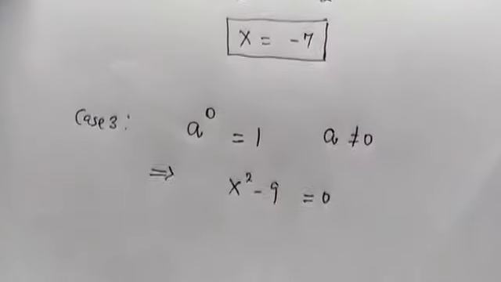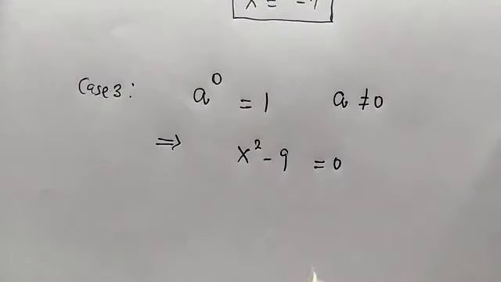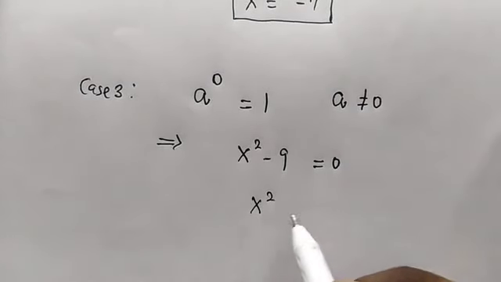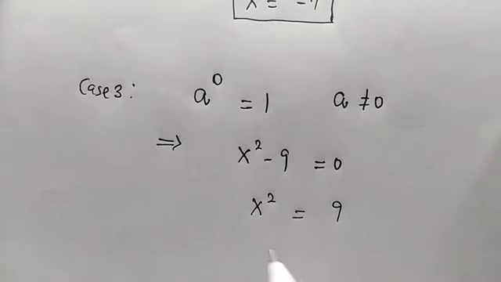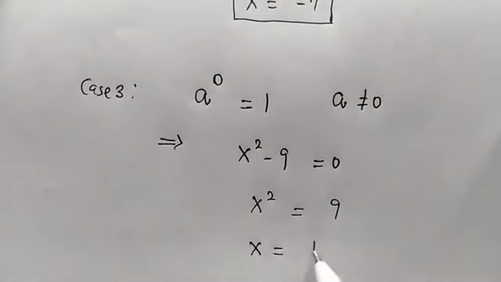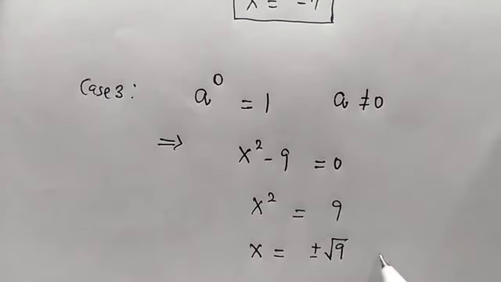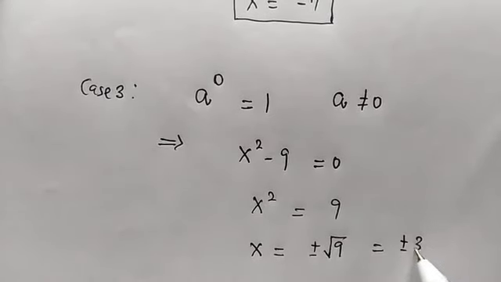Add 9 to both sides of this equation. So we get x squared is equal to 9. Take the square root on both sides, we get x is equal to plus or minus square root of 9, which is equal to plus or minus 3.